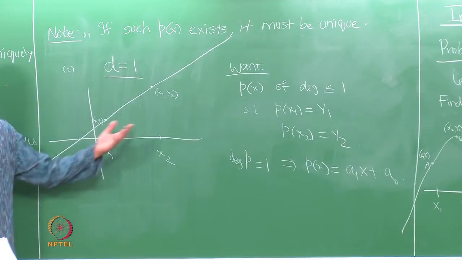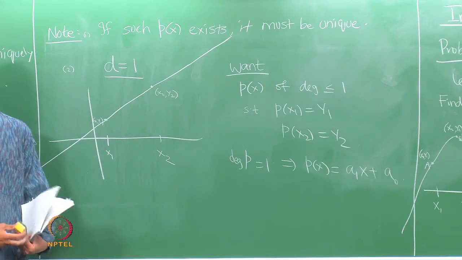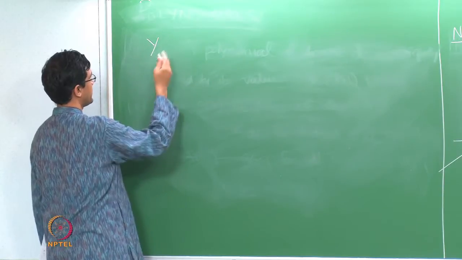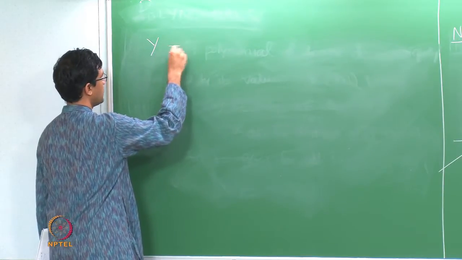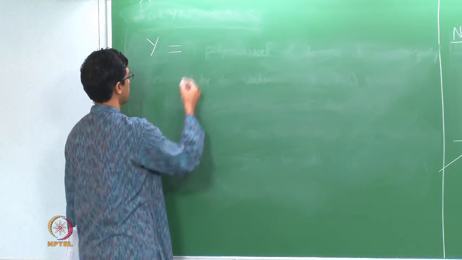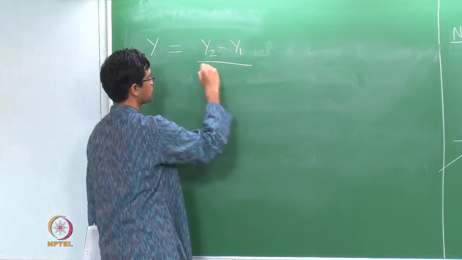Okay, so that's the interpolation question at d equal to 1, and of course that's a well known solution. We know how to do this just using our usual notions from coordinate geometry. So let's just recall the solution to this problem. So what's the equation of that line? Well, here's one way of writing the equation of the line. You say y equals, so I'm going to use what's called the slope form of the equation of the line. So I know the slope is y2 minus y1 by x2 minus x1.